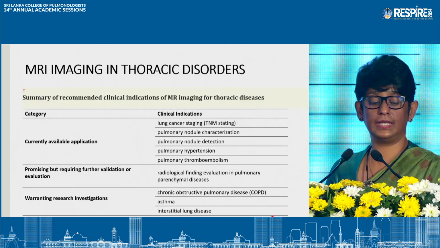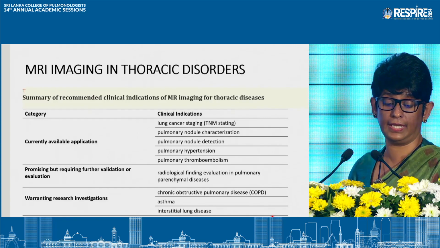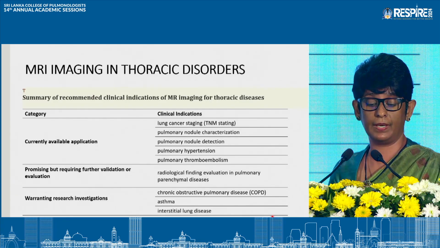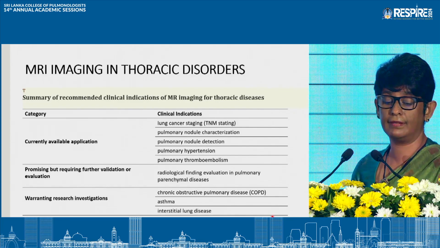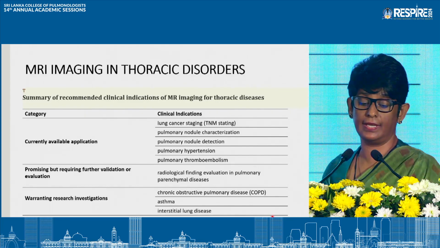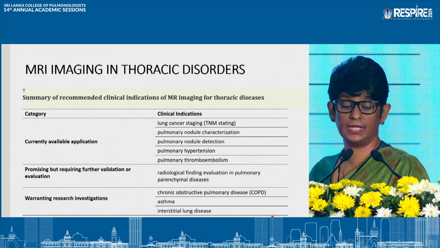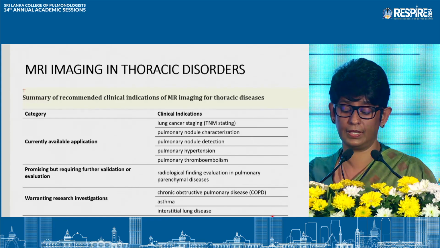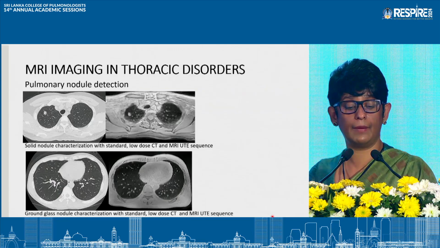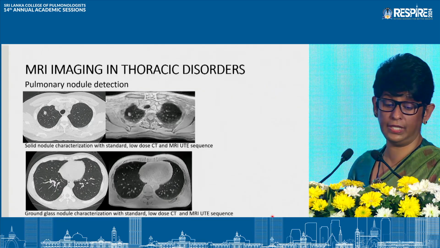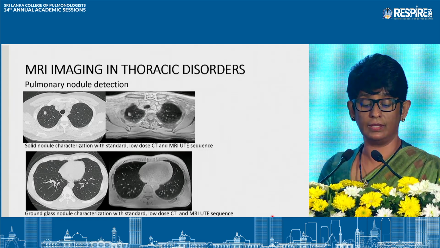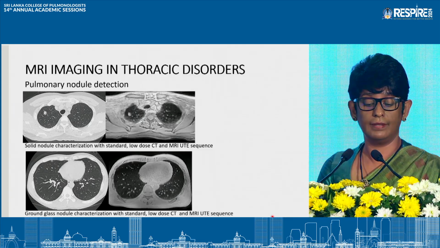So these are the indications. The first category, the currently available applications for imaging of the lung parenchyma, would be lung cancer staging, pulmonary nodule characterization, pulmonary nodule detection, pulmonary hypertension, and pulmonary thromboembolism. Now, this is an example of pulmonary nodule detection using ultra-short time to echo sequence.